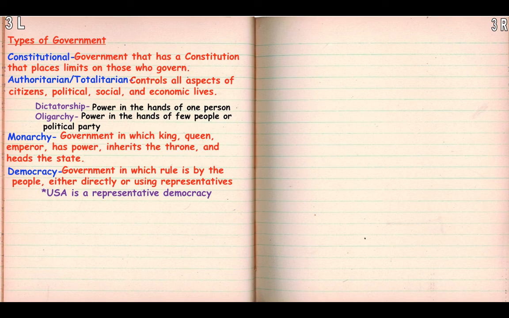Now, that's the issue with the representative democracy, is that sometimes people can tend to look after their own interests rather than what the group thinks. But that's another debate for a different day.